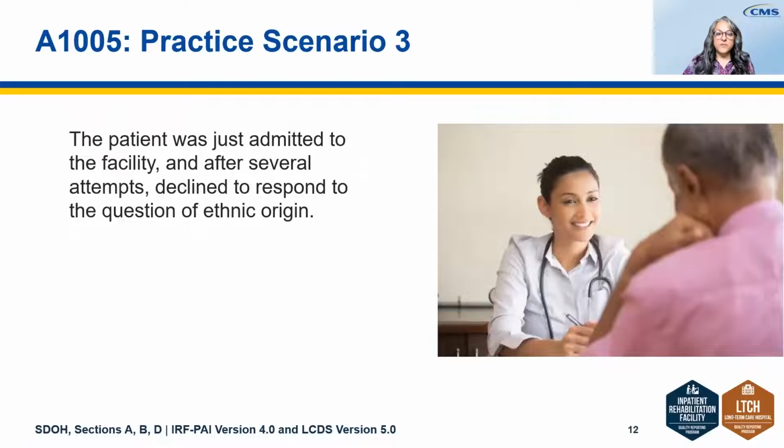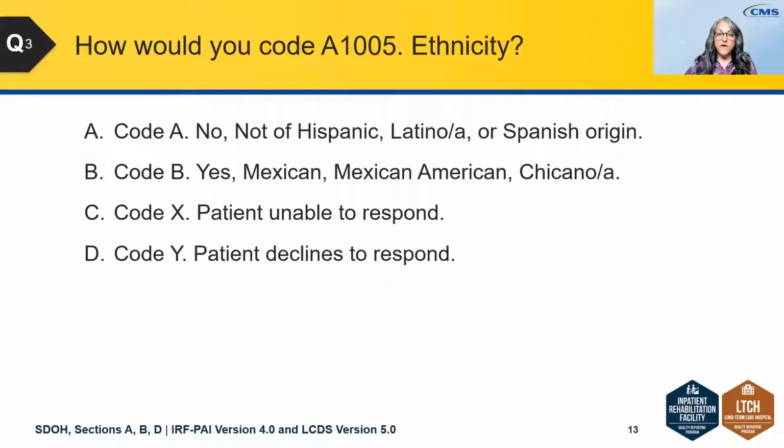And let's try one more example for the ethnicity data element. The patient was just admitted to the facility and after several attempts declined to respond to the question of ethnic origin. And based on that scenario, how would you code A1005 ethnicity? Would you choose A, code A, no, not of Hispanic, Latino, Latina, or Spanish origin? B, code B, yes, Mexican, Mexican American, Chicano, Chicana. C, code X, patient unable to respond. Or D, code Y, patient declines to respond.